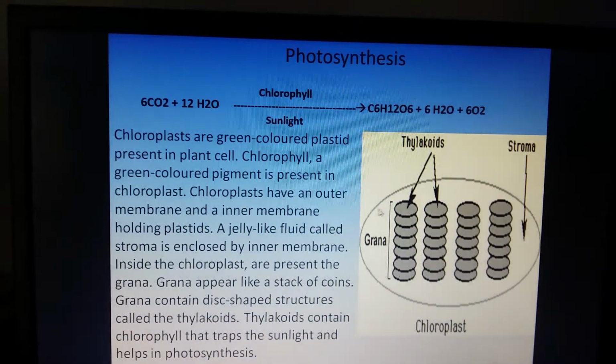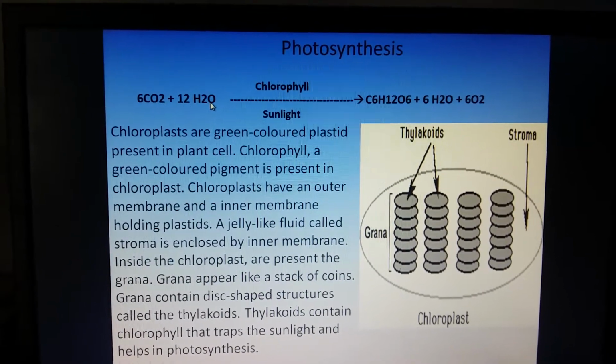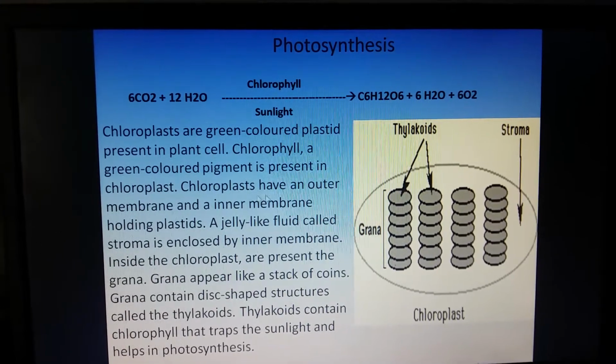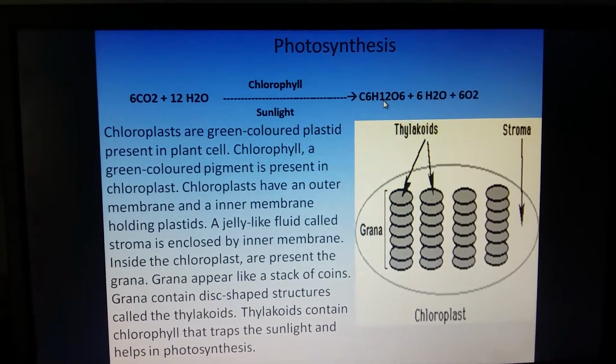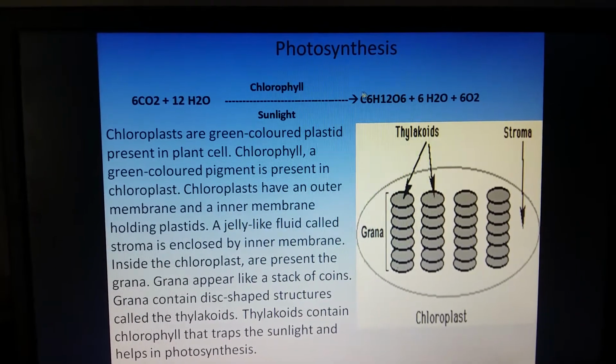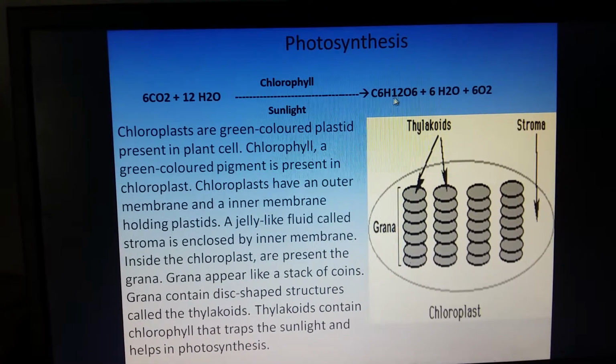So this is the chemical equation. This is carbon dioxide and water in presence of sunlight. With the help of chlorophyll, it gets converted into starch, sugar, and water, and oxygen is released. C6H12O6 is sugar or starch.